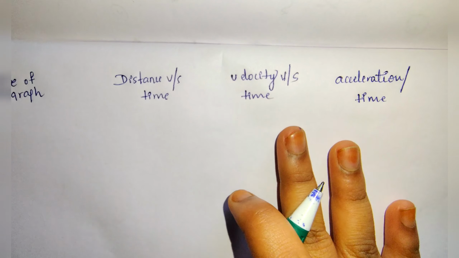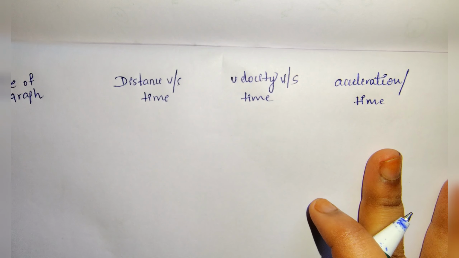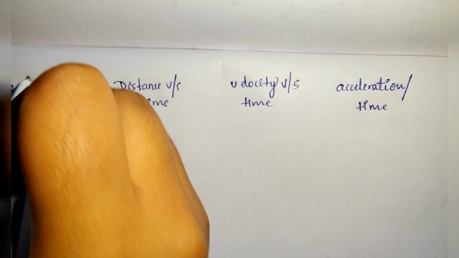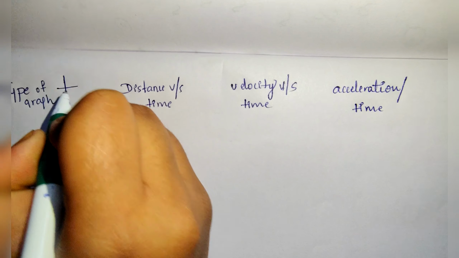I hope you can see all the things which I have written here. So I have taken the types of graph. Obviously, a graph means we will have the x-axis and y-axis, right? In the x-axis I am taking the common quantity, that is time. With respect to time we are calculating. In the y-axis I am taking the different quantities like distance, velocity, and acceleration. So let us see the different situations here.